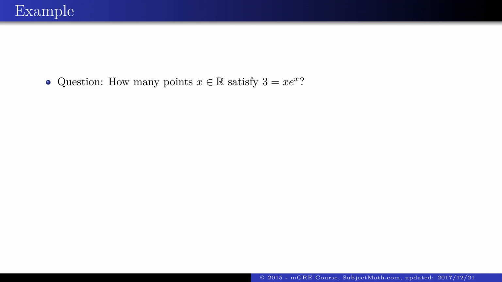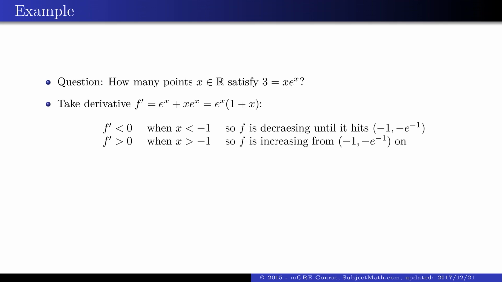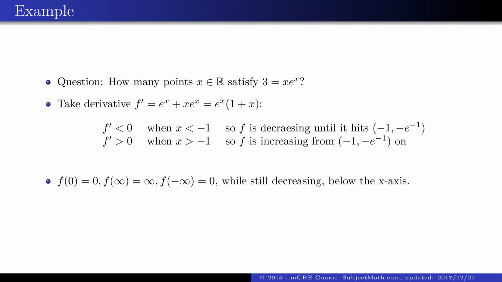Example: how many points satisfy this equation? It is a matter of investigating the behavior of x times e to the power of x, which is decreasing for x less than -1, and increasing from there on. At minus infinity, the limit is 0. The function is decreasing until x is -1, and from there, it is constantly increasing to infinity. Therefore, it must intersect the horizontal line of y equals 3 only once.